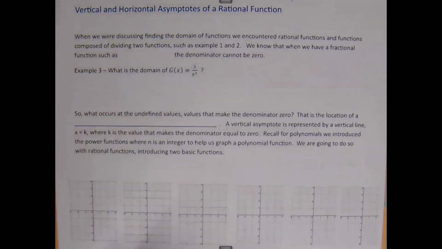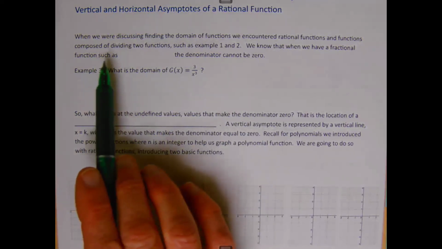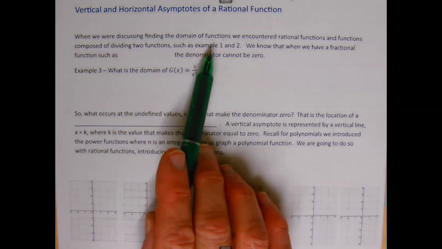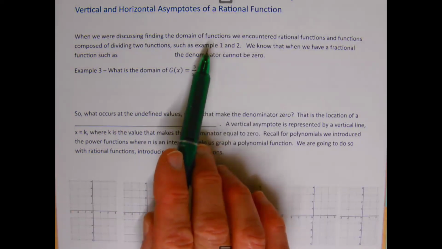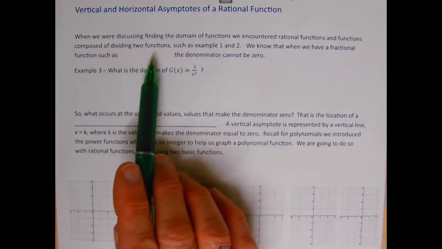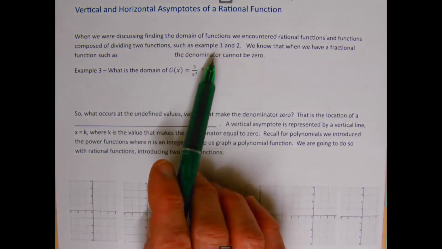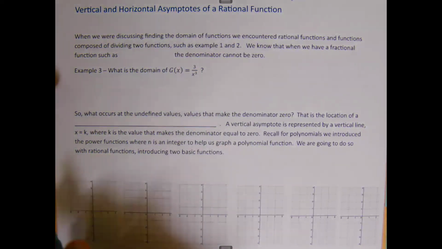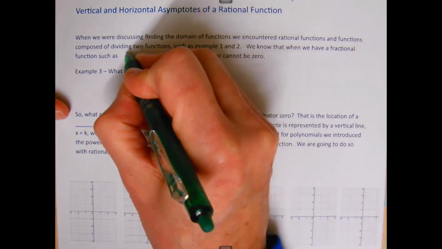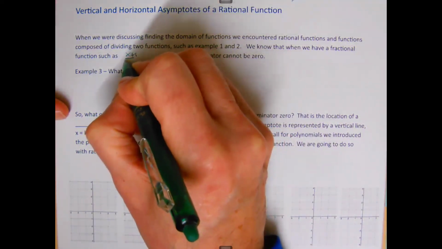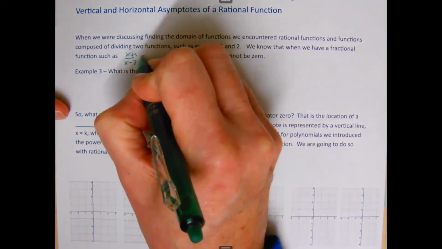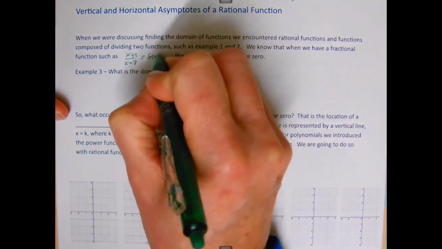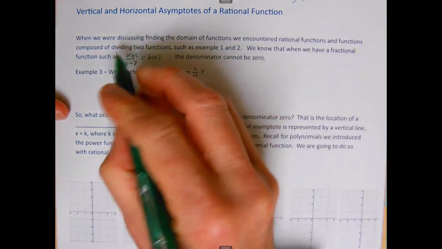Let's get vertical and horizontal asymptotes of a rational function. When we were discussing finding domain of functions, we encountered rational functions and functions composed of dividing two functions, such as what we saw in example 1 and example 2 above. We know that when we have a fractional function, such as, for example, x plus 1 over x minus 7, the denominator cannot be 0, right?